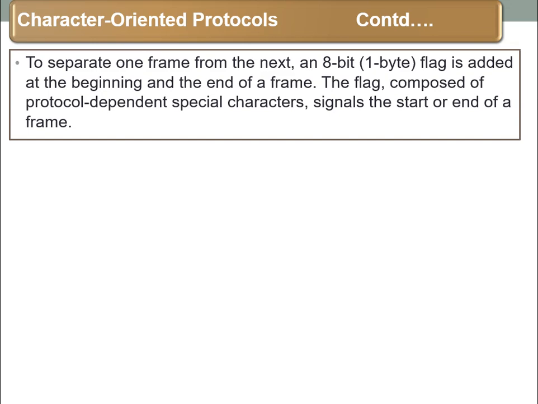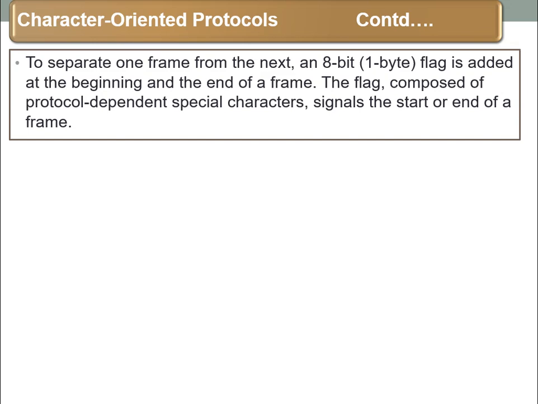To differentiate the beginning and end of a frame when working with character data, sometimes I need to use a character to represent the data I have received from an upper layer. To do that, I use a protocol called a character-oriented protocol. What is the use of this? To separate one frame from the next frame, an 8-bit flag is added at the beginning and the end of the frame.